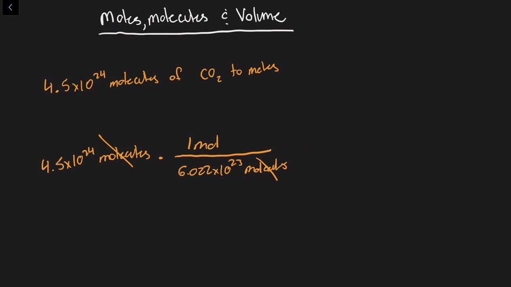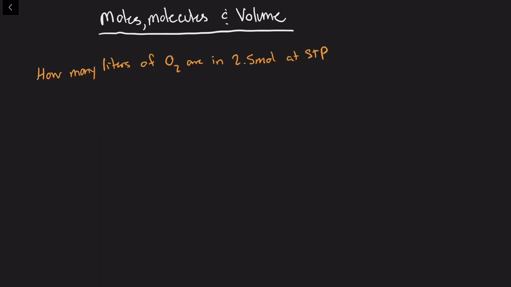Once we do this math, 4.5 times 10 to the 23rd divided by 6.022 times 10 to the 23rd, we get 7.47 moles of CO2. Now let's do an example with our other conversion factor. How many liters of O2 are in 2.5 moles at STP? Well, we know that our conversion is 22.4 liters are in 1 mole.